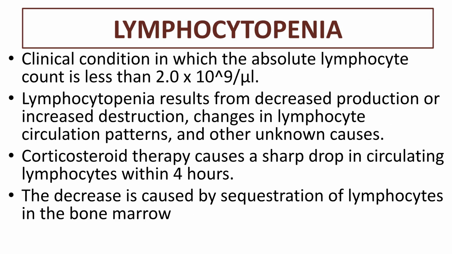Lymphocytopenia is defined as an absolute lymphocyte count of less than 2.0 times 10 to the 9 per microliter. It results from decreased production, increased destruction, or changes in circulation. Corticosteroid therapy can cause a sharp drop by sequestering lymphocytes in the bone marrow.